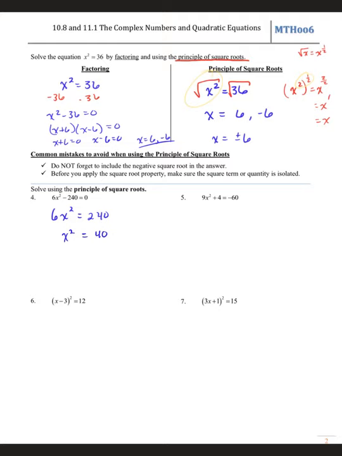Now we can take the square root of both sides. So take the square root, take the square root. And now we get x is equal to the positive and negative of the square root of 40. However, what you want to do is always simplify that. So think, is there any perfect squares that go into 40? And you think, yes, there is, because 4 goes into it. So 4 times root 10. So x is equal to positive or negative 2 root 10. And this would be your solution for this problem.